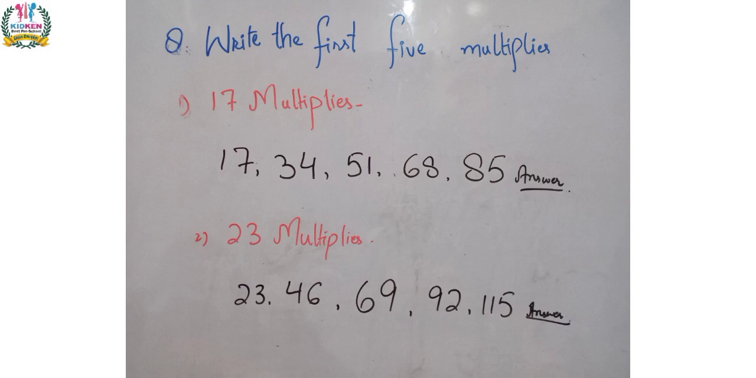Next part of this question is multiples of 23. So again you can start counting the table of 23. So 23 1s are 23, 23 2s are 46, 23 3s are 69, 23 4s are 92 and 23 5s are 115. So simply you can write the first 5 multiples of 23.